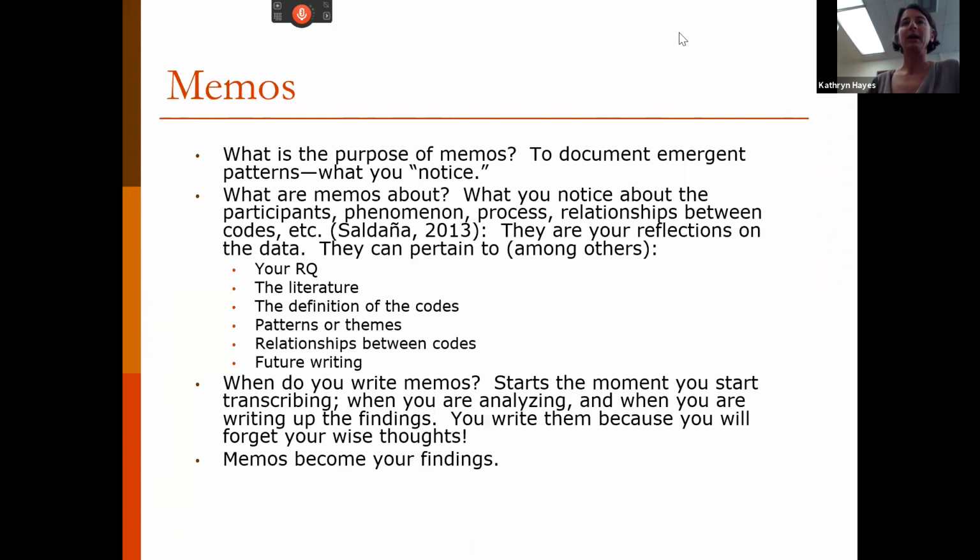And there's a chapter in Saldana about this. What you notice about participants, about phenomena, process, relationships between codes, everything. They're your reflections on the data. So they can pertain to your research question. They can pertain to the literature. You might be connecting back up to the literature. It might be about the definition of a code as it arises. It might be patterns you see across data. It might be relationships between codes. And it might be future things that you want to write about, okay?